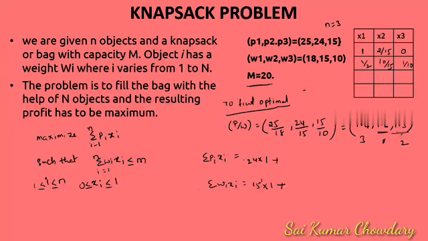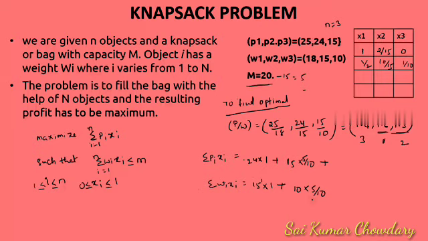Now which object do I need to take? Next is the third object, with ratio 1.5. The total weight of the third object is 10, but I want only 5. Why? Because the total weight is 20. Now I placed 15, so only 5 is left. So I have to take the fractional part, 5 by 10 out of 10. So the profit is also 15 into 5 by 10.